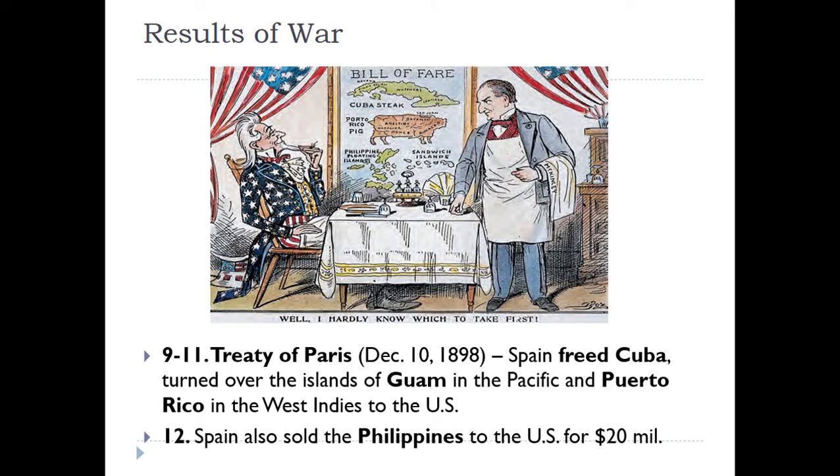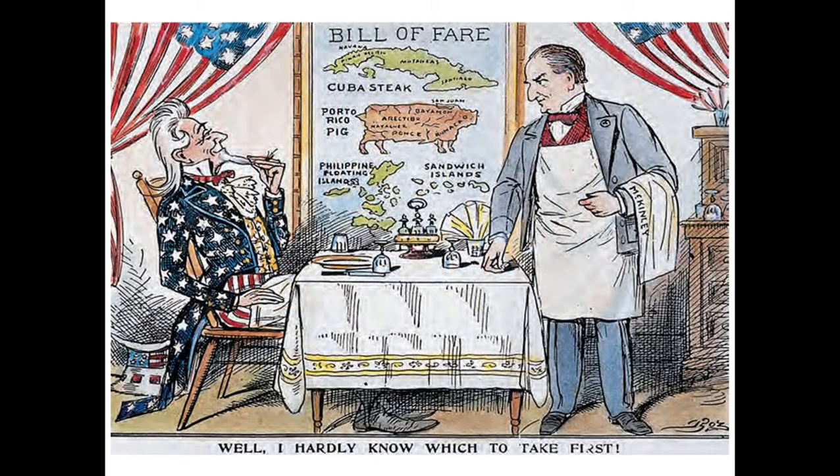The cartoon here features Uncle Sam once again. He's looking at the menu, the bill of fare, and saying, I hardly know which to take first. If you look, the waiter is supposed to be President McKinley, who was in office at the time of the Spanish-American War. He's the one serving up all these territories to the United States. And Uncle Sam is looking at his choices: the Cuba steak, the Puerto Rico pig, the Philippine floating islands, or the Sandwich Islands. Hawaii used to be known as the Sandwich Islands.